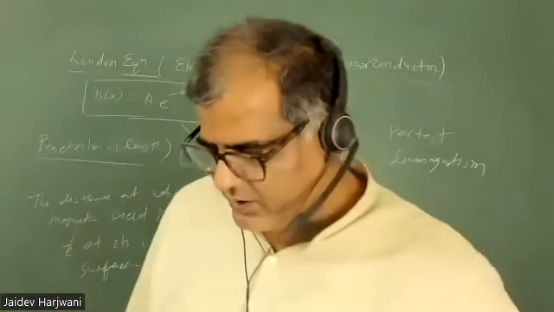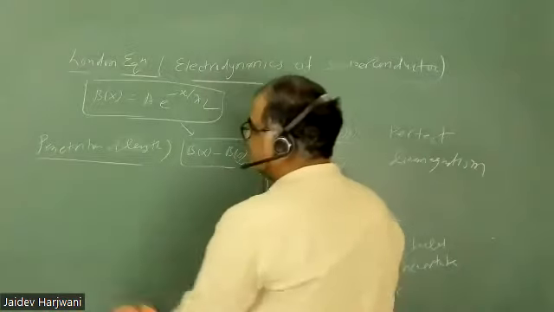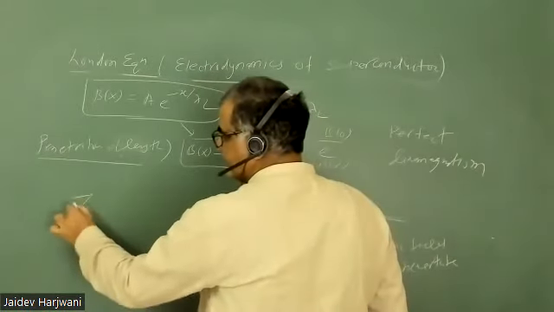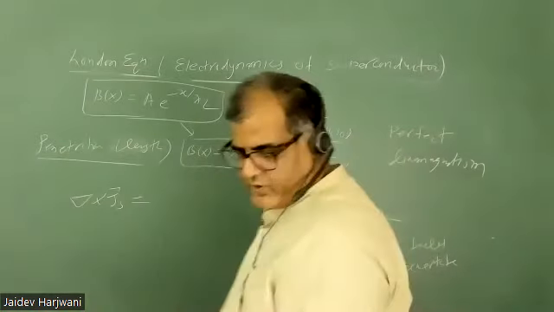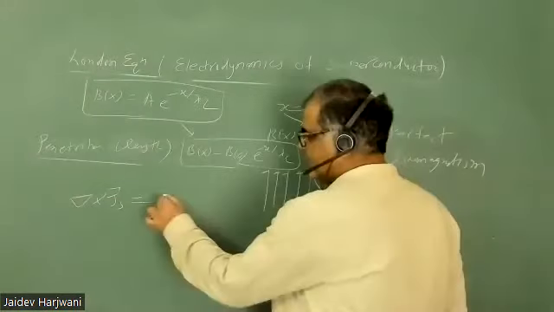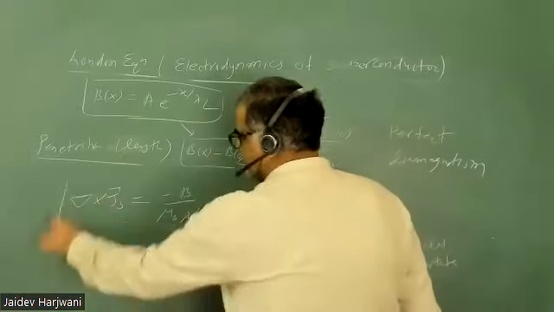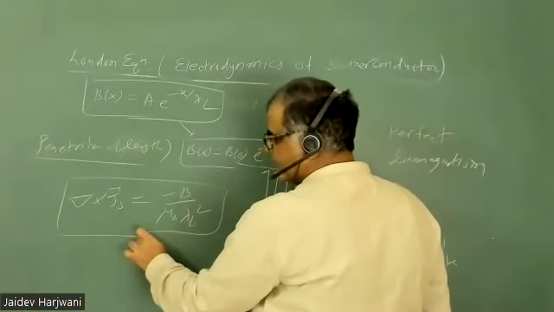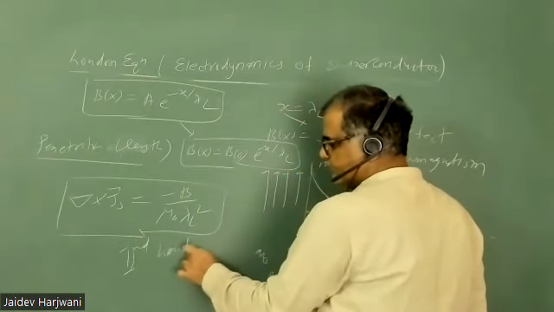And now if you want, you can write the second London equation in terms of lambda L also, where we wrote del cross J_s. Okay. Second London equation: there you can now write minus B upon mu 0 lambda_L squared. Okay. So this is another form of the second London equation. This is also the second London equation.